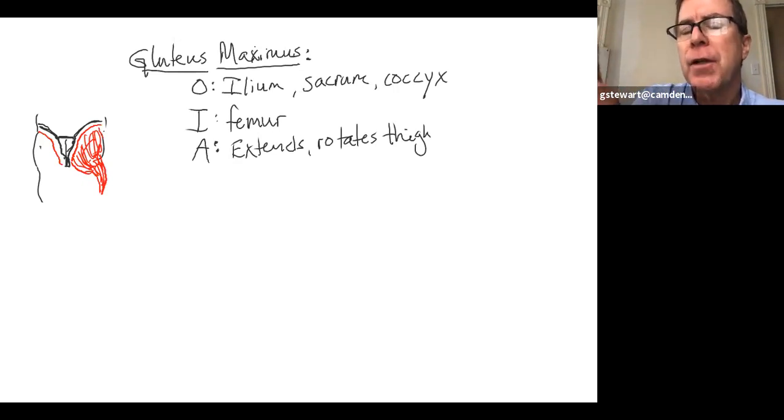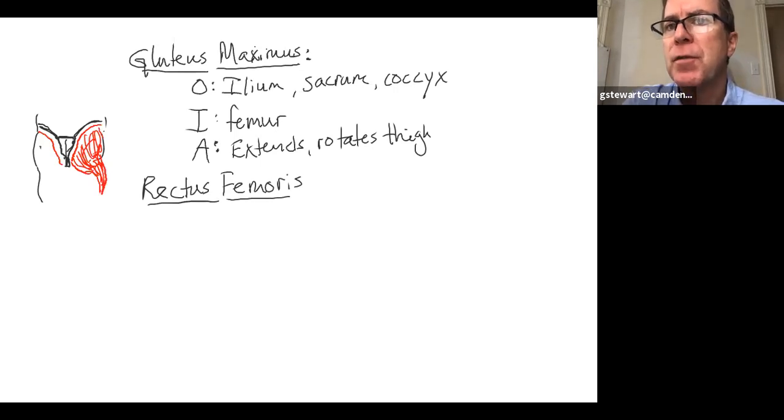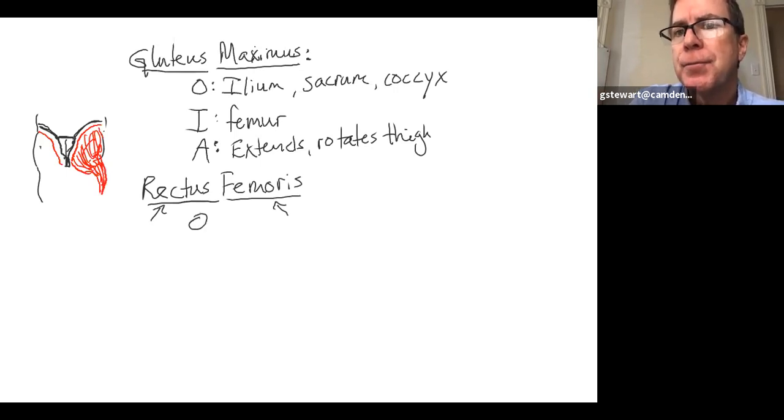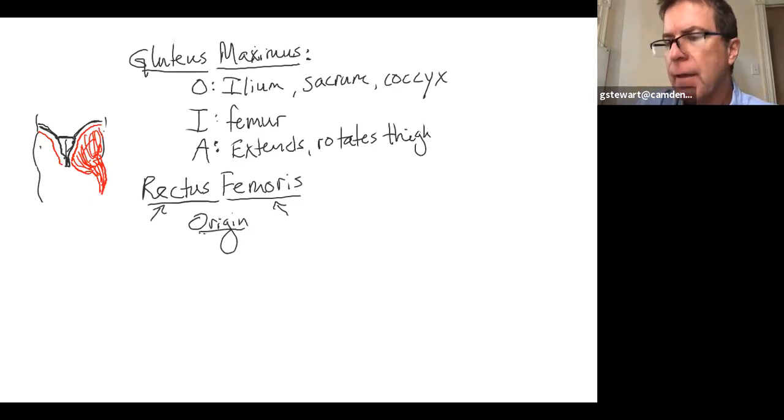Next, let's go to the front side of the upper leg. Next is the rectus femoris. Rectus means fibers running along the midline. Femoris means femur, so that's telling us direction of fibers and location. Origin, or origins really, of this muscle are the iliac. Let's just do one of them. The iliac spine is the big one.